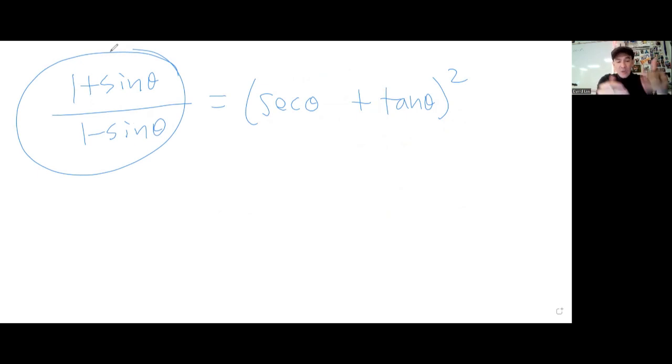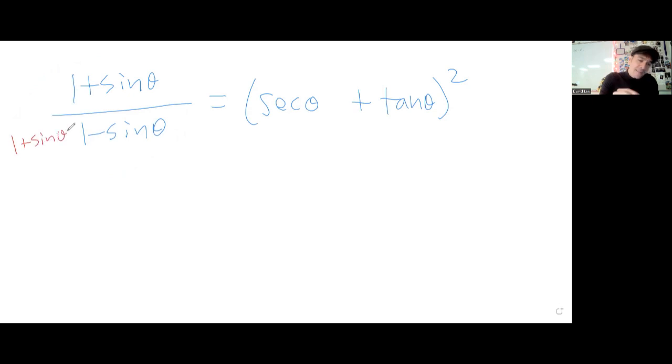These objects are called conjugates, where they're the same terms, and the only difference is the operation in between. A lot of times when you're doing these trig verification exercises, when you have conjugates, here's a trick that often works. You see the denominator? I'm going to multiply the denominator by its conjugate. So I'm going to multiply the bottom by 1 plus sine.